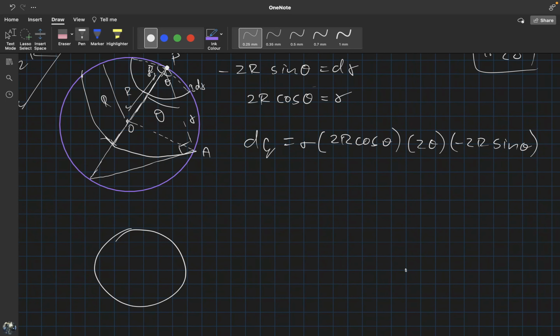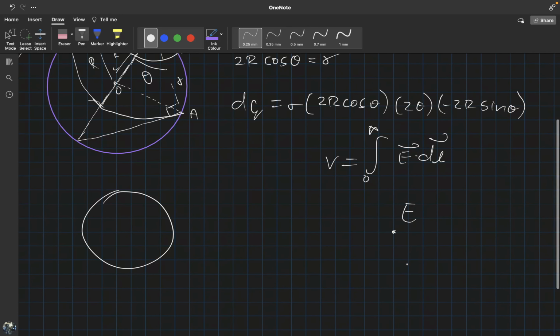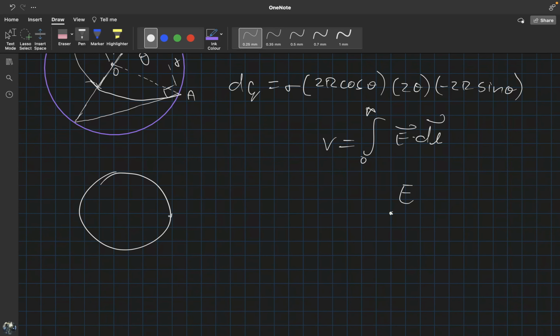So what about if you did it like this? If you took a general point here and then just used the definition that V is equal to the integral from 0 to infinity of E dot dl, you used it for the potential at that point. First you do it for a ring, then you integrate that to get it for a plate, right? So then you integrate that from 0 to infinity to get the potential at that point. Does that sound okay?